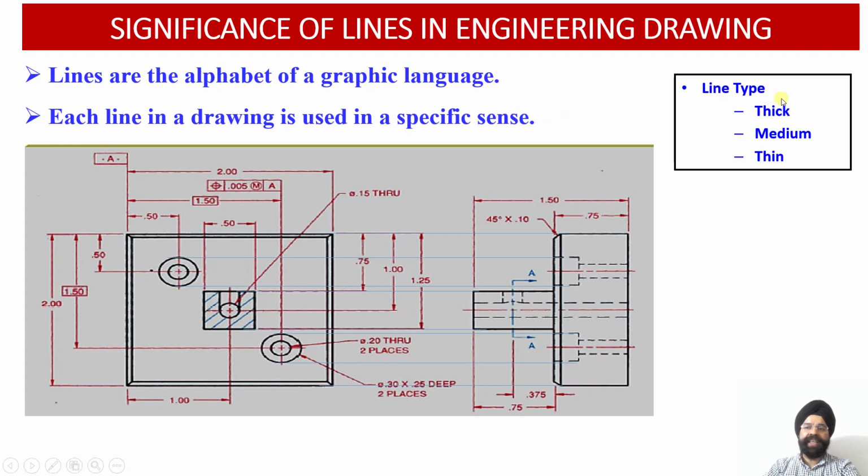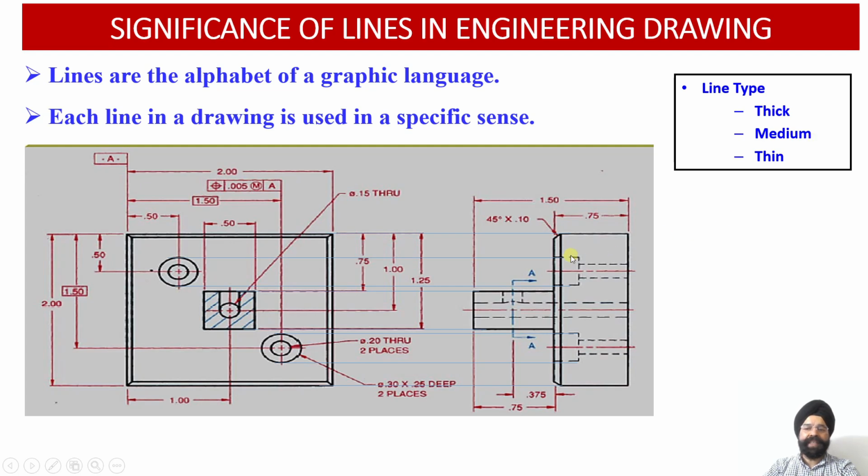The first categorization is depending upon the thickness of the line. We can see in the drawing which is just in front of us, there are different types of lines which have been used to complete this drawing. Over here we have the thick lines, which we are going to call outlines. They represent the outline or the visible edges of any given object of which the drawing is to be prepared.